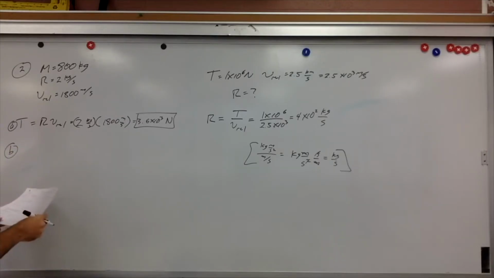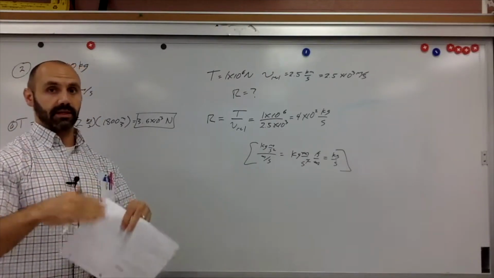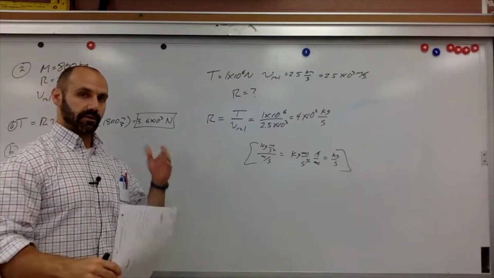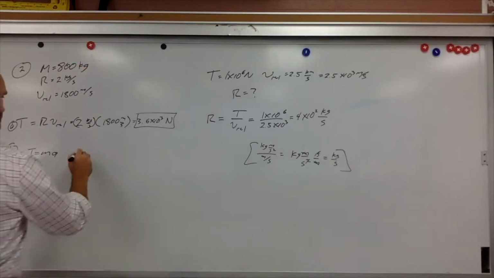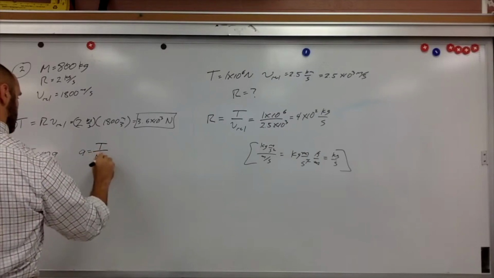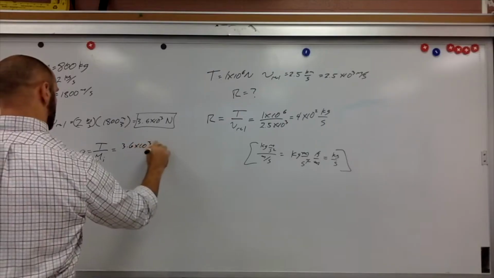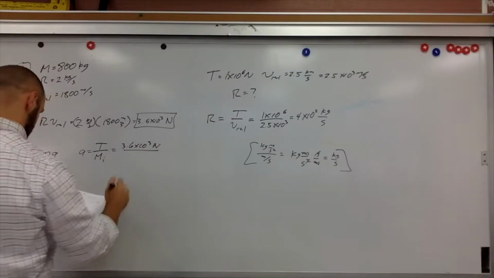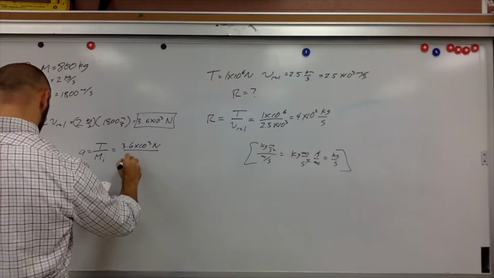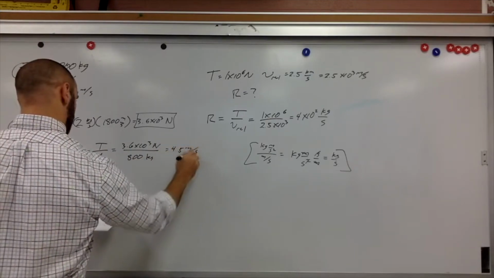B asks for the acceleration at the beginning of the burn, so T equals ma, right? Thrust is a force. And we know the mass. This is only true at the beginning because the mass is what it is at the beginning and then it's changing after that. So that means the acceleration is changing. So the instantaneous acceleration at first is going to be the thrust over the initial mass. And that is 3.6 times 10 to the third newtons over, what do we have, 800 kilograms. So that comes out to about 4.5 meters per second squared.